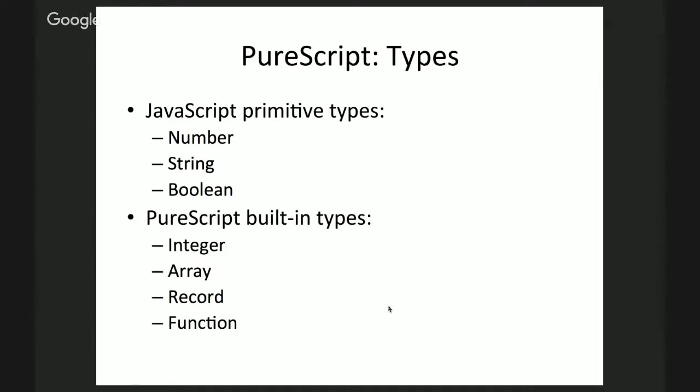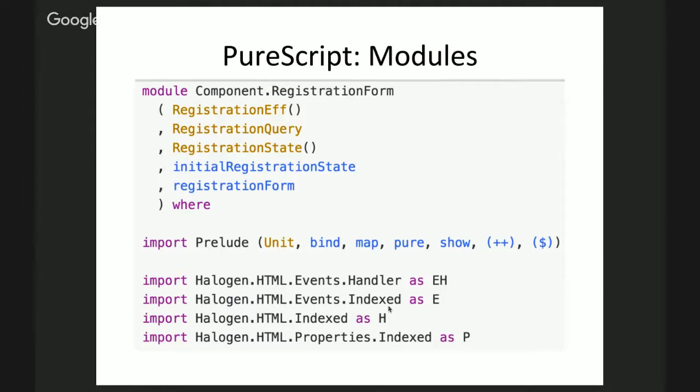And what is PureScript? It's a language, a statically typed language. So you have types. And core PureScript only has about 7 types. 3 of them are JavaScript types: numbers, strings and booleans. And 4 of them are PureScript built-in types that are implemented in the compiler: integers, arrays, records, and functions. A record is the way you map JavaScript objects into the PureScript world. And all this is inside something called a module.